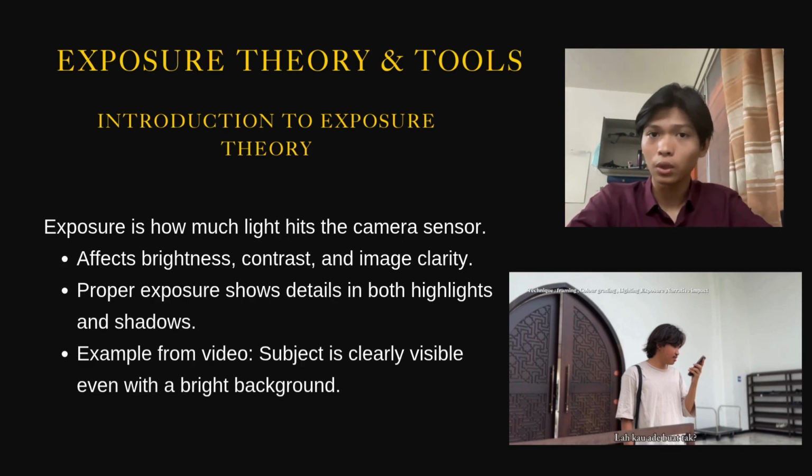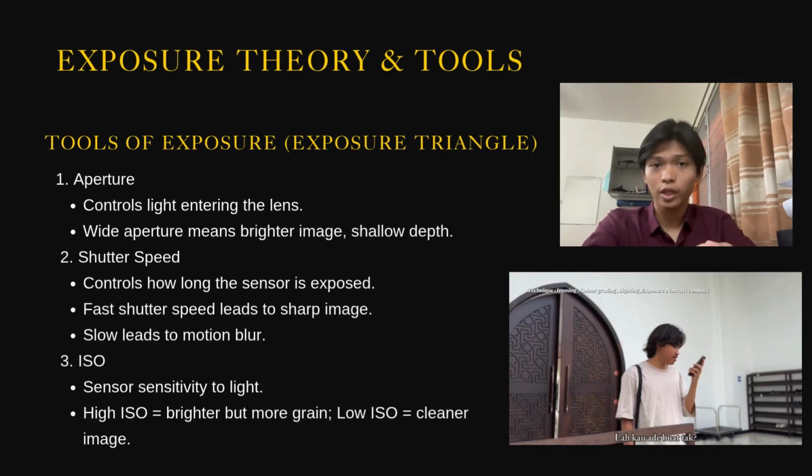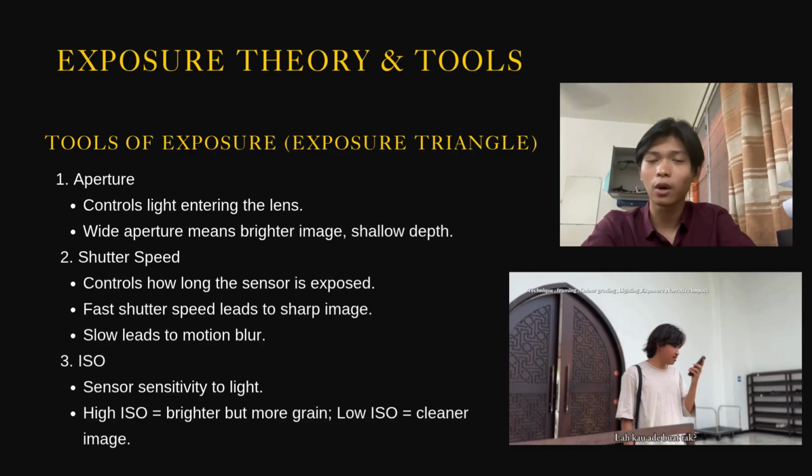In our video, this concept is applied in the scene where the character is using a phone outdoors. We filmed under natural light and we needed to make sure the subject was visible without the background being too bright. To achieve proper exposure, we use the three main tools of exposure, which is also known as the exposure triangle. The first one is aperture. This controls how much light enters through the lens. A wider aperture like f2.8 lets in more light but gives a shallower depth of field.